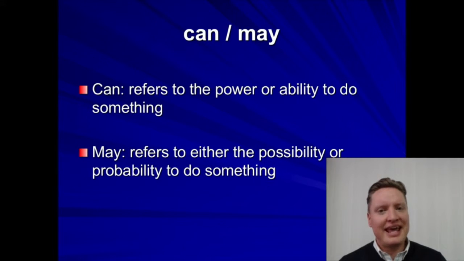Remember the difference between can and may. Now, can refers to the power or ability to do something, but may only means possibility or probability. So if you think you can do something, just say you can do it. But if you think that it may rain or the possibility of rain, use the word may. So really, for things that we can control, we say can, but for things we can't control, we would say may.